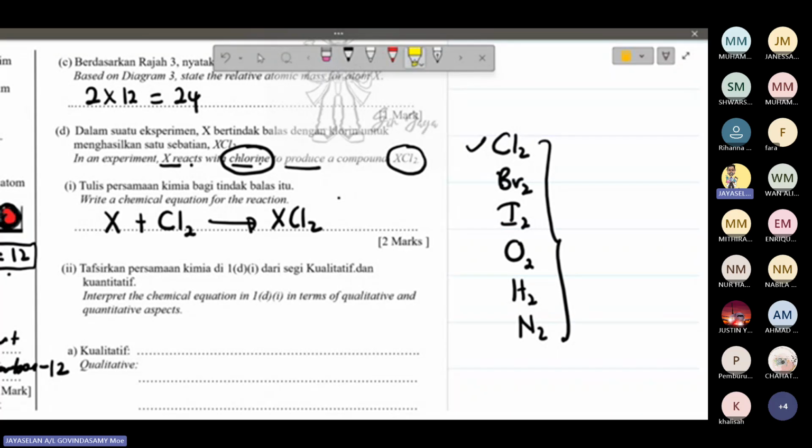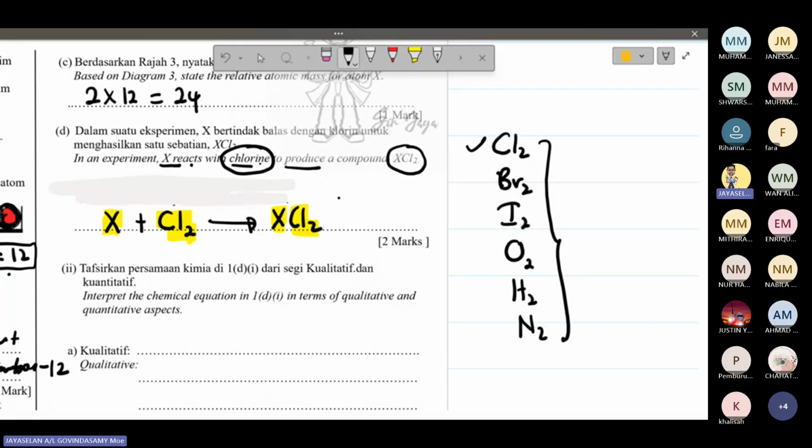Now balance the equation. X1, X1. Chlorine 2, chlorine 2. The equation is also balanced. You already score 2 marks. Any question? No question. Okay, now you see, I describe the equation. I erase all this, I need this. So I already scored the 2 marks.